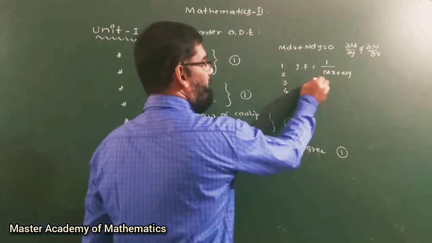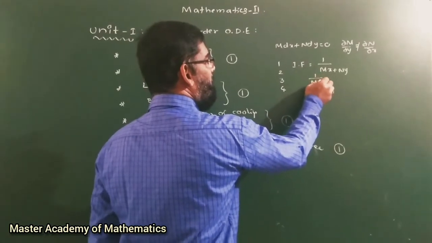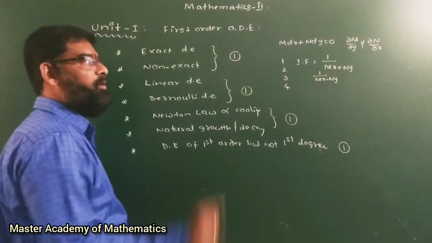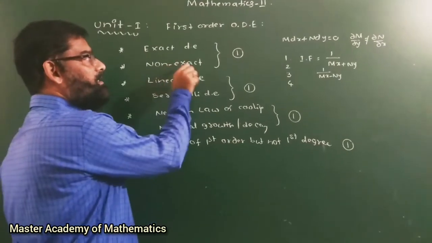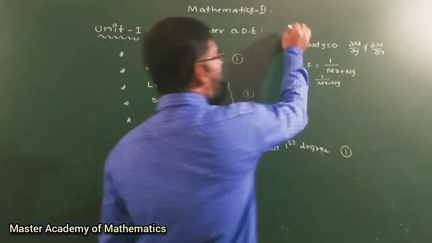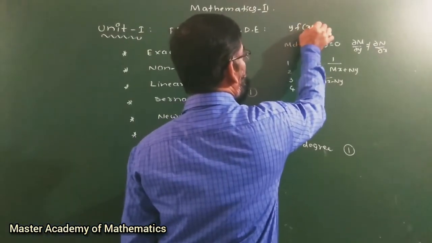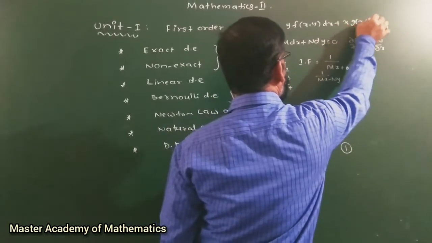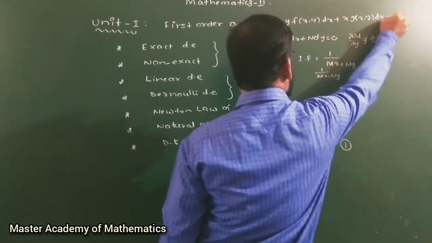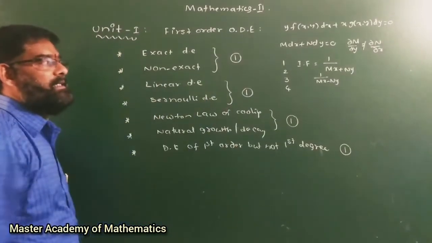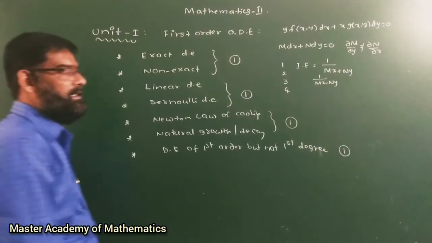Second method is there, it is 1 divided by Mx minus Ny. And this second method is applicable when the given non-exact differential equation is non-homogeneous and looking in the form y into f of x comma y dx plus x into g of x comma y dy that is equal to 0. If that is in that particular model, you can apply your second method of non-exact.